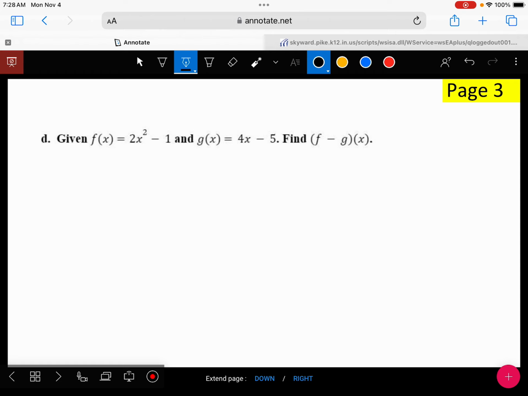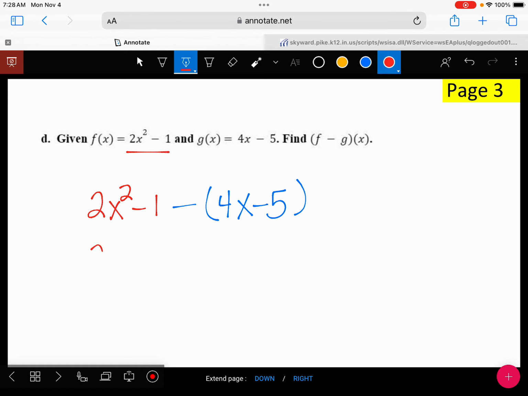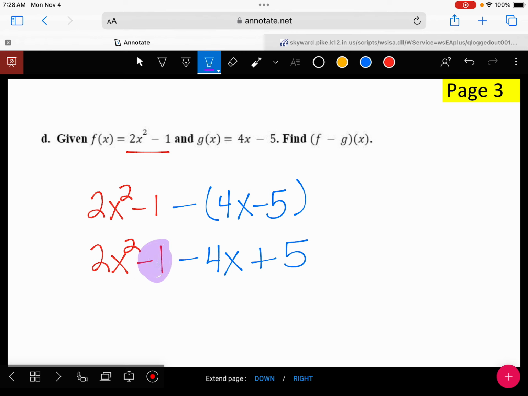Question D, let's go ahead and set it up. So we have our 2x squared minus 1, and then that's minus 4x minus 5. So let's go ahead and do our sign change. So the +4x will become a -4x, and the -5 becomes a +5. And we actually only have one pair of like terms, and the only thing that we can add together would be our numbers.